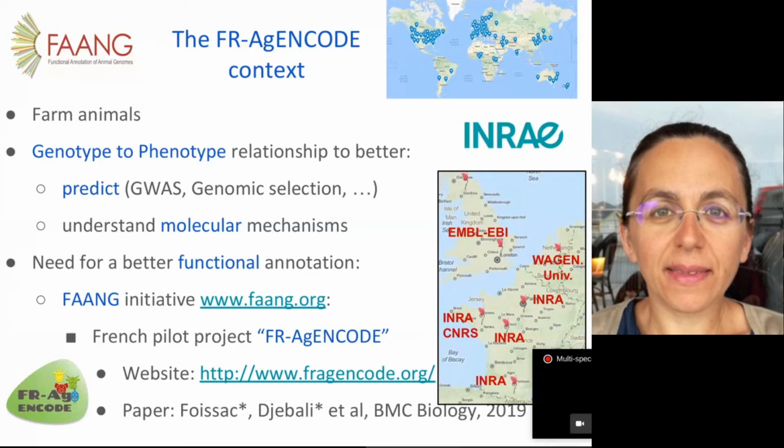To do that in the context of farm species, which lag really far behind human and mouse in terms of functional annotation, we need a better functional annotation. And this is why there has been this FANG initiative. This is an international initiative, and on the top right, you can see the map with the different labs involved. Actually, the FR-AgENCODE project was one of the first pilot projects of this initiative. And we have a website here and a paper that was published in 2019 in BMC Biology.